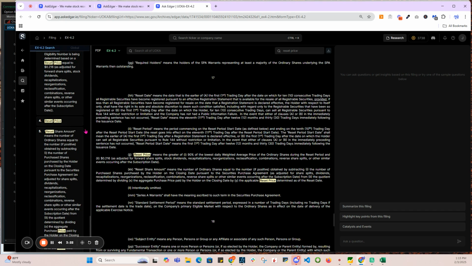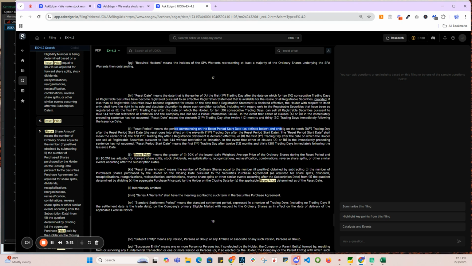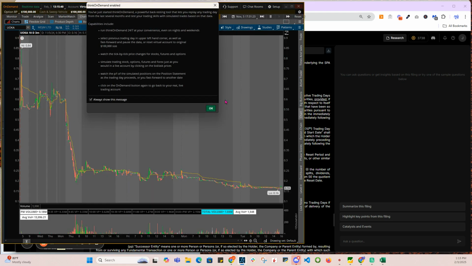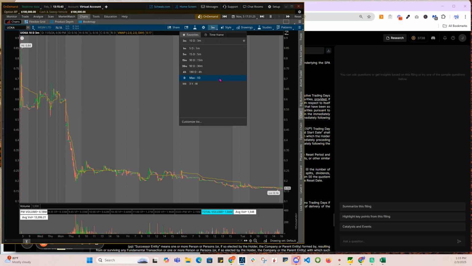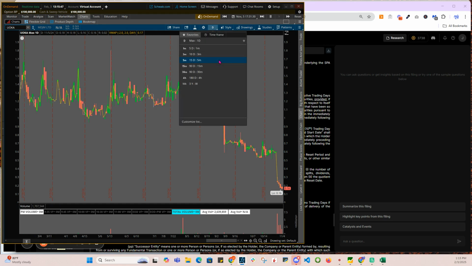So here you can see that the reset price is the greater of 90% of the lowest VWAP during the reset period. And you see the reset period is the 10 days after the date it was registered, which brings up another point, which was kind of interesting. This one was registered on October 31st. If we go back to that day, you can kind of see here. Now, this is the daily chart.